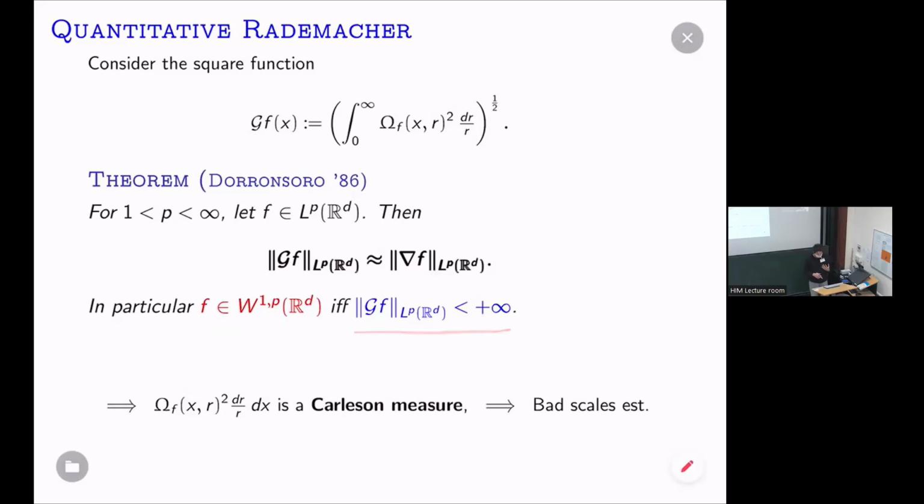From this theorem, one can localize, take a Lipschitz function, and show that this measure here is a Carleson measure. We saw many Carleson measures in this workshop. It says that essentially for a Lipschitz function, this quantity is small at most places and most scales. From this Carleson measure estimate, we get the bad scale estimate we saw before. So in this sense, Dorronsoro's theorem is a quantitative version of Rademacher's theorem. Okay, so this is it.